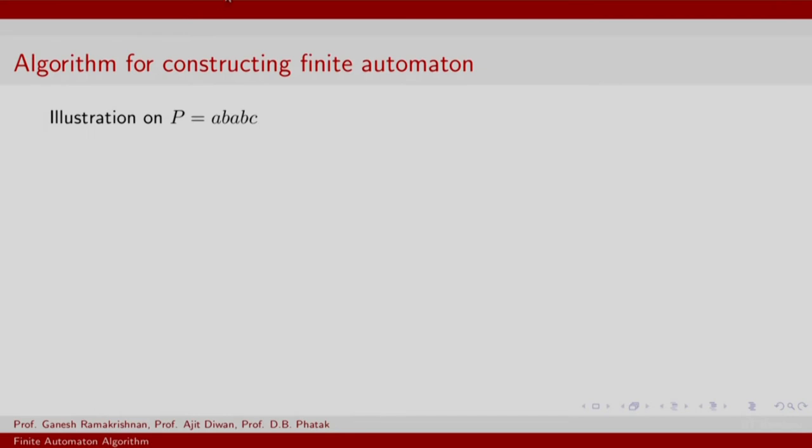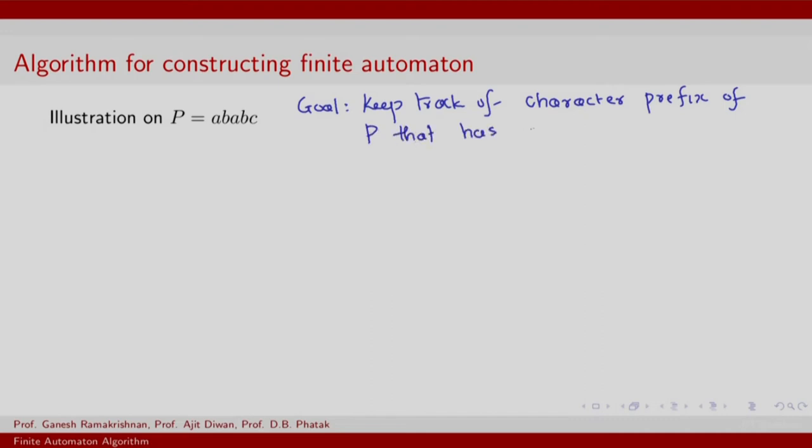Now we will illustrate the algorithm for constructing the finite state automaton with a slightly more difficult example. The pattern is A, B, A, B, C, and as I pointed out, we need to keep track of character sequences in P that have already been matched in the text T. So the goal is to keep track of the character sequence, and by sequence I actually mean a prefix, a character prefix of P that has already been matched so far. So, how do we do this?